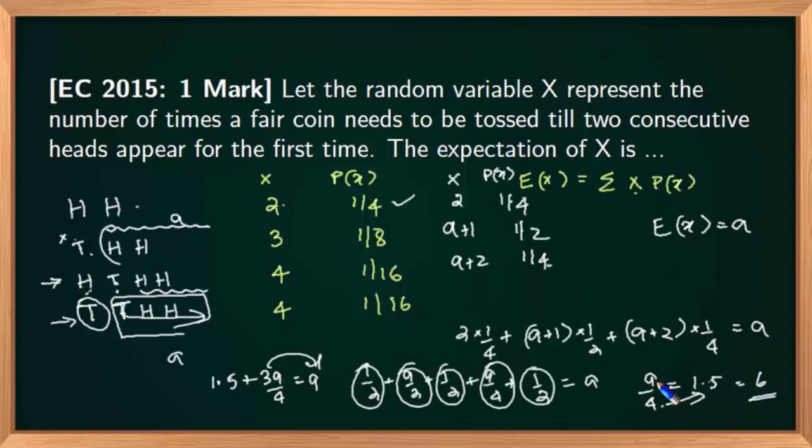So this is the way you can find the expected number of tosses required for certain conditions. In this question, the question is to find the expected number of tosses required to get two consecutive heads for the first time, and that is 6.